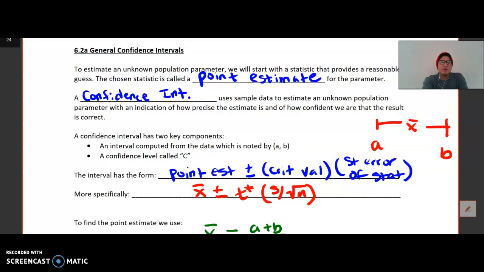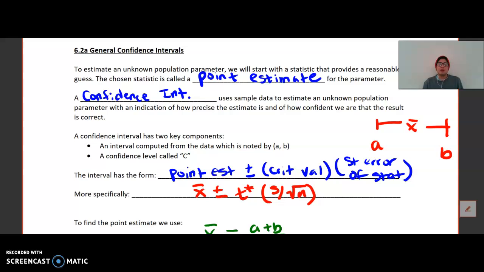Okay, so now we're going to take a look at using confidence intervals for means. And again, very similar to a confidence interval for a proportion, except now we're looking at quantitative data. So in order to estimate an unknown population parameter, we will start with a statistic that provides a reasonable guess. The chosen statistic is called the point estimate for the parameter.